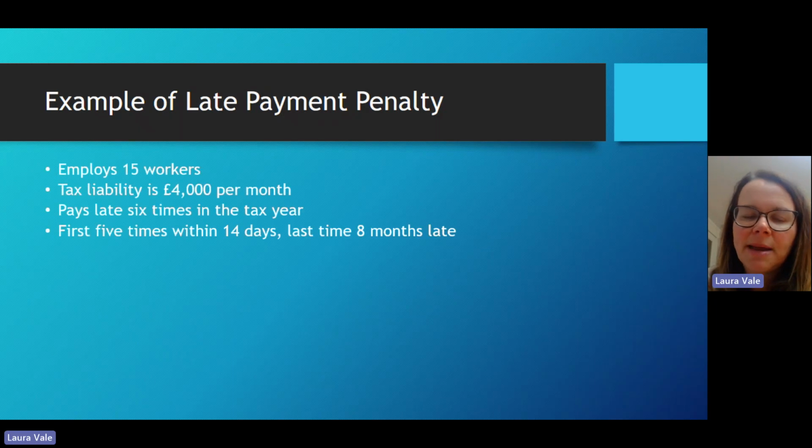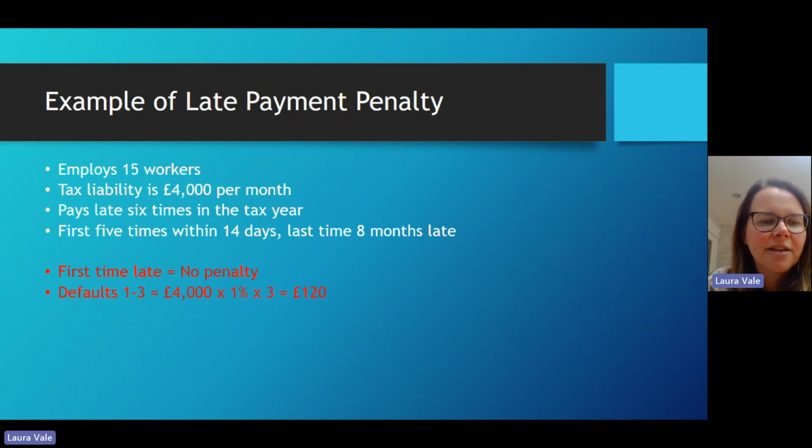So an example, it's the same example we used in an earlier video. I've just found that page I was looking for now. An employer employs 15 workers. The tax liability is £4,000 per month. They pay late 6 times in the tax year. So remember, in the previous example, they were filing late 6 times. Now we're paying late 6 times. The first 5 times within 14 days, and the last time they were 8 months late. Right, so the first time they're late, there is no penalty.